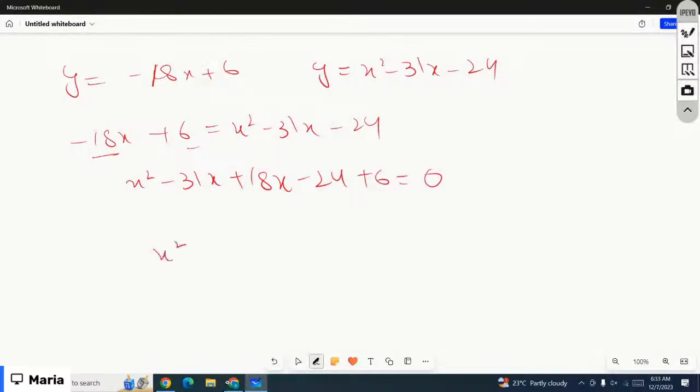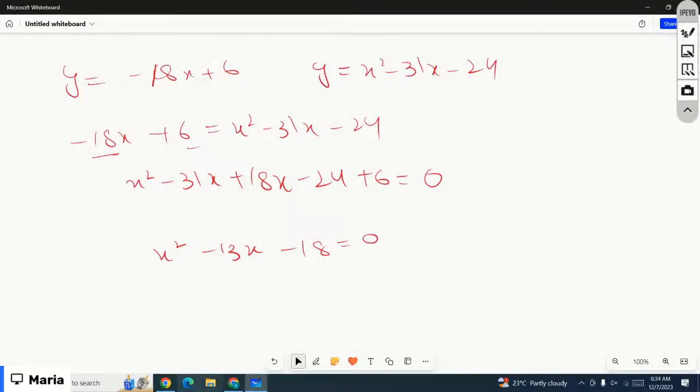So that is x square, negative 31x plus 18x is negative 13x, right? And minus 24 plus 6 equals negative 18. Now you have this equation. You can solve this quadratic equation using any method, by factoring, by completing the square, by quadratic formula, whatever method you like, right?